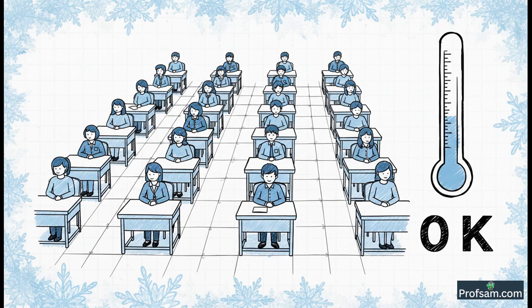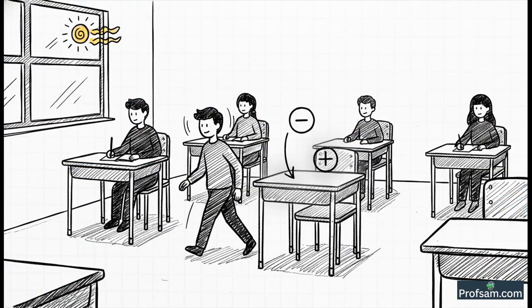In this situation, nobody can move around, right? This is exactly how a semiconductor behaves at 0 Kelvin. It's a perfect insulator. Why? Because if no electrons are moving, no current can flow. Simple.